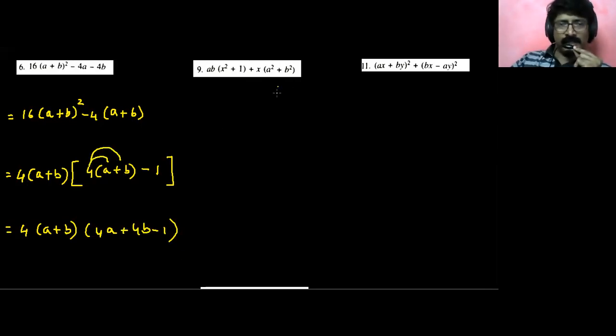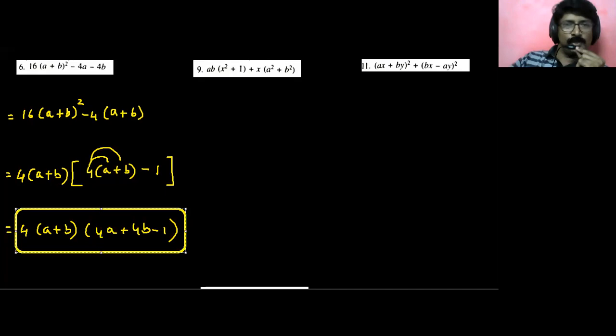Let's move ahead to the next question. I hope you understood, you enjoyed, and you finished writing in your book as well, isn't it? If not, pause the video, copy paste this quickly in your book, and then move ahead to the next question. Now, what is this sum? AB(x square plus 1) plus x(a square plus b square). अभी भी हम लोग क्या कर रहे हैं बेसिक वाले टाइप के क्वेश्चन कर रहे हैं isn't it?